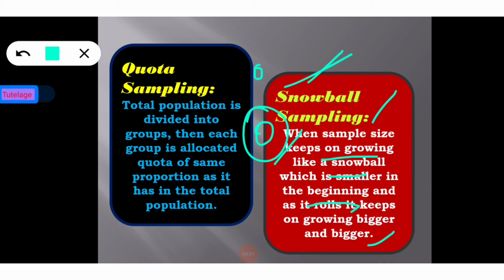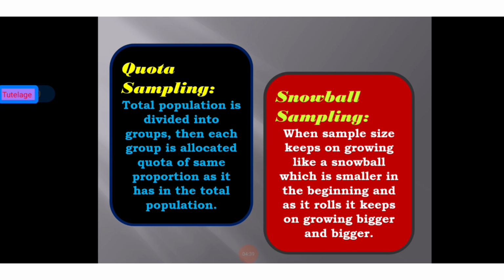For example, consider conducting research on the working conditions of doctors. In the beginning, we choose a few doctors for interview, and then those doctors can help in selecting other doctors for interview. That's why the sample size in the beginning is smaller, but with each round it keeps on growing bigger and bigger. So this process is known as snowball sampling. Now move on to the next slide.